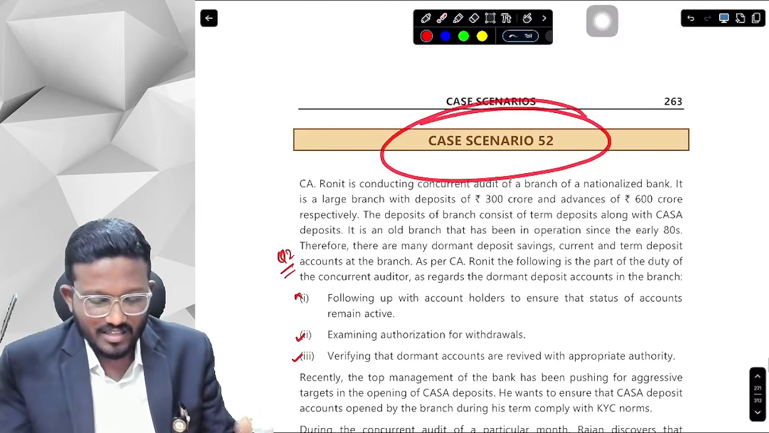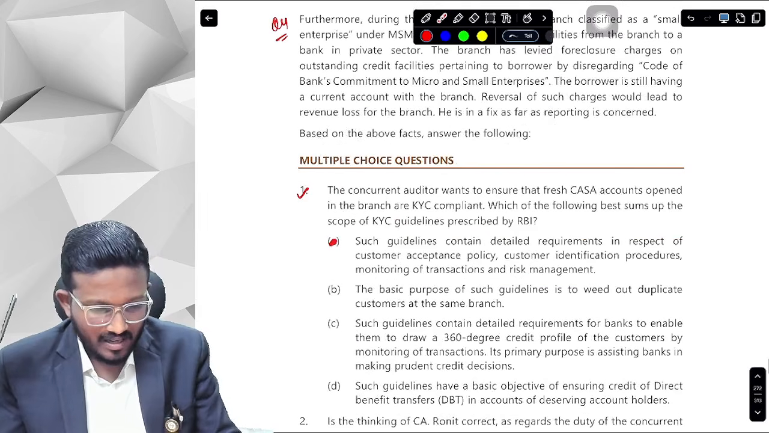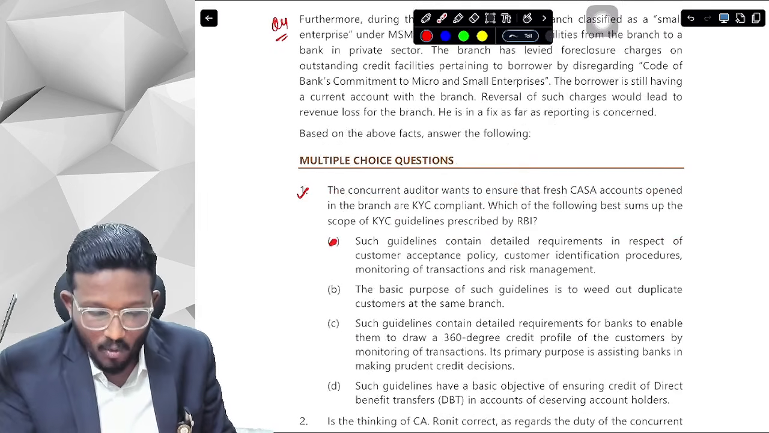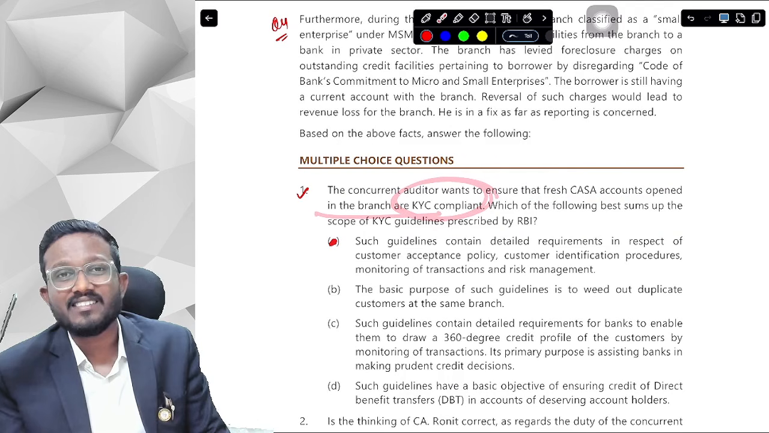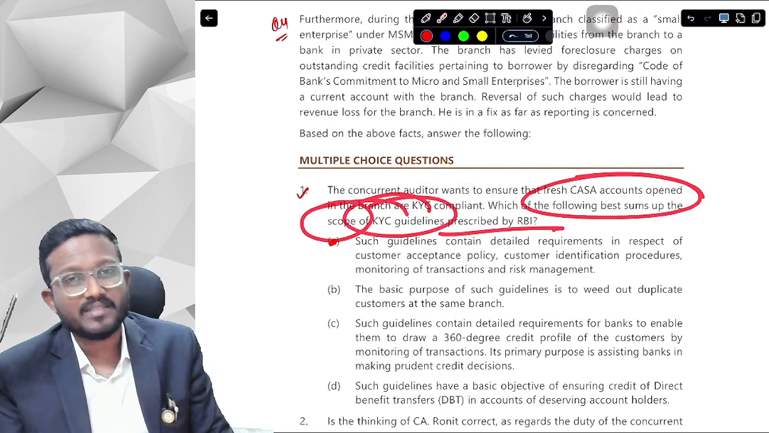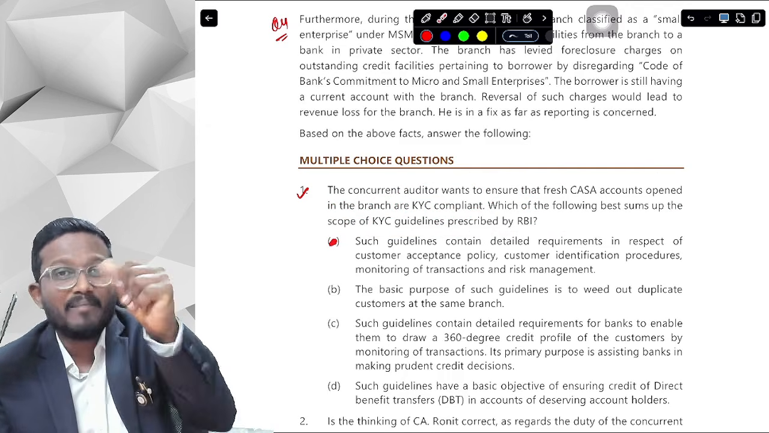Okay, yes sir. Let's discuss case scenario 252. What does it say, sir? The concurrent auditor wants to be sure that fresh CASA accounts opened by the branch are KYC compliant. KYC is know your customer compliance. Which of the following best sums up the scope of KYC guidelines prescribed by RBI? So what is the scope? What are the things covered in the KYC guidelines prescribed by the RBI?